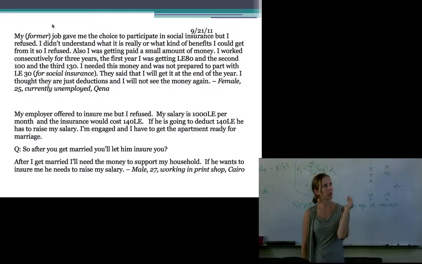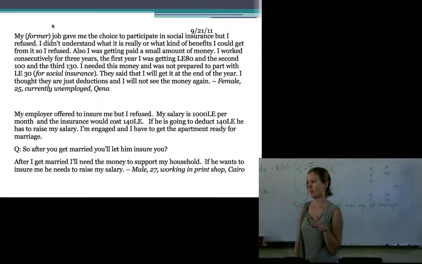And she was only being paid £130, and she felt like she needed this money. She said, I will get the money at the end of the year, but I thought they're just deductions and I won't see the money again. Right? So this is a lack of knowledge issue.